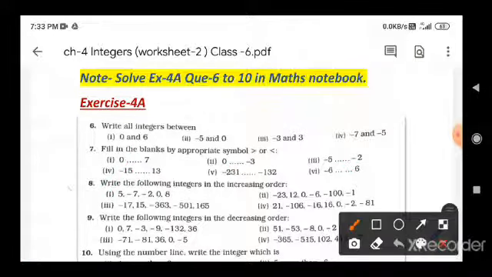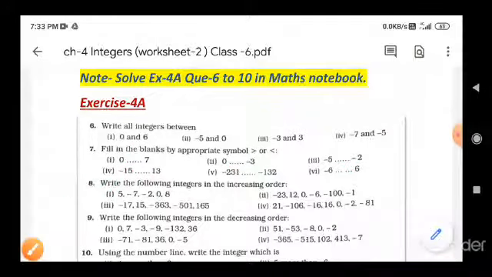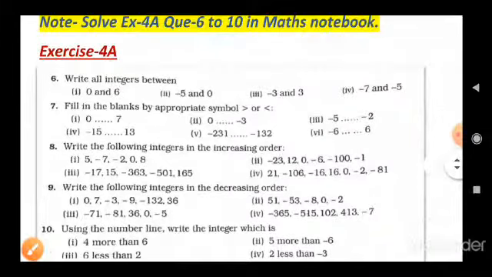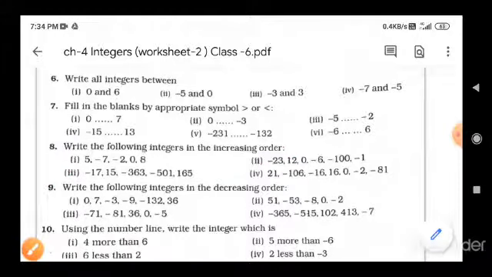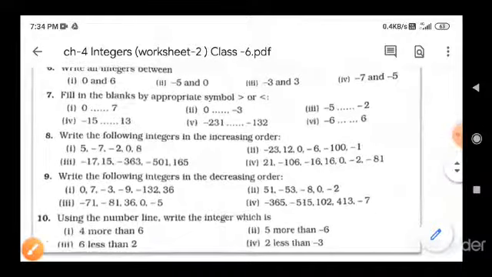Now using the same concept, can we write the integers in increasing order or decreasing order? If we know which number is smaller and which number is bigger, we can write increasing order. It means from smaller to bigger, we have to increase. So here I am sharing one of the questions with you. The rest you have to try yourself. Okay, so I am taking the third part of it.